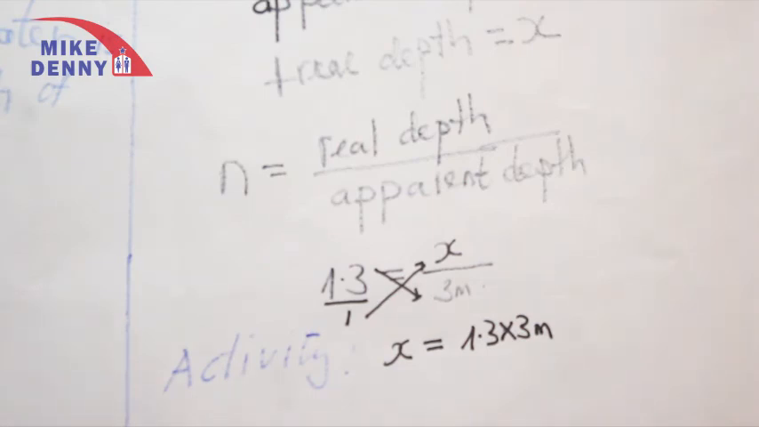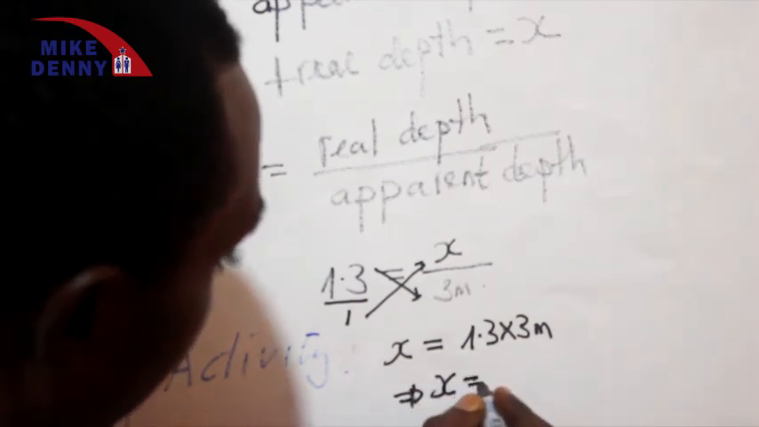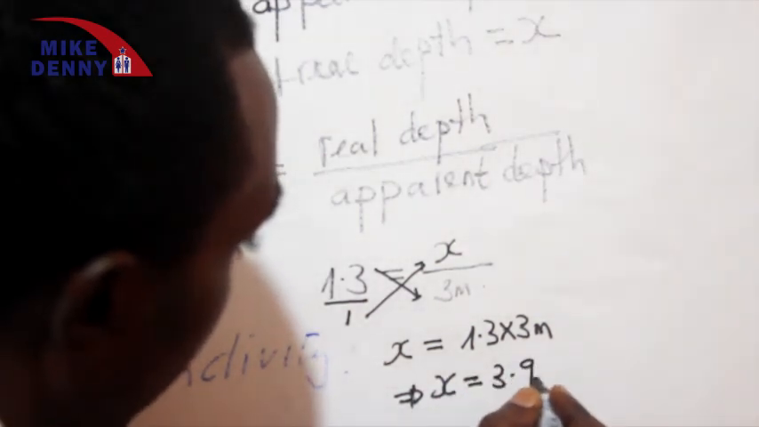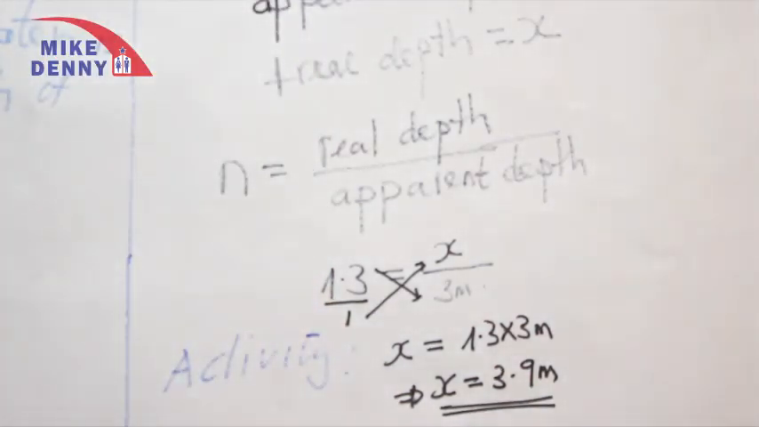Okay, if you take 1.3 times 3, use a calculator, we are going to have 3.9. This implies that our X here is 3.9 meters. It therefore means that the actual depth of that pool is 3.9 meters. But we were seeing it as 3 meters, which is not correct. The actual depth is 3.9 meters.